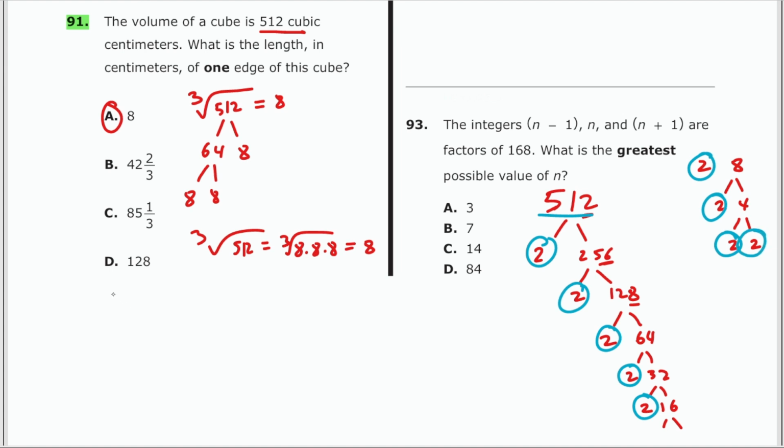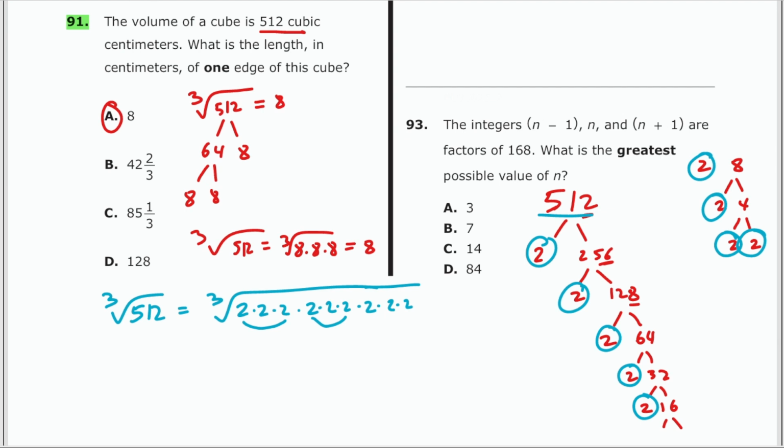So if we are to write the cubic root of 512, that is equal to the cubic root of 9 2s. So 2 times 2 times 2 times 2 times 2 times 2 times 2 times 2 times 2. So we have a triplet of 2s, another triplet of 2s, another triplet of 2s. Since it's a cubic root, these would go out when you're expanding it, and you're just left with one triplet of 2s, which is 2 times 2 times 2, which is equal to 8. The answer is A. That's it.